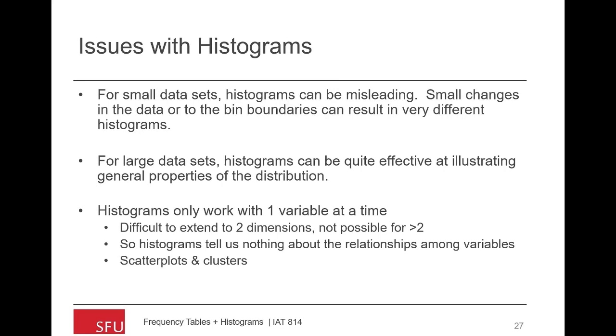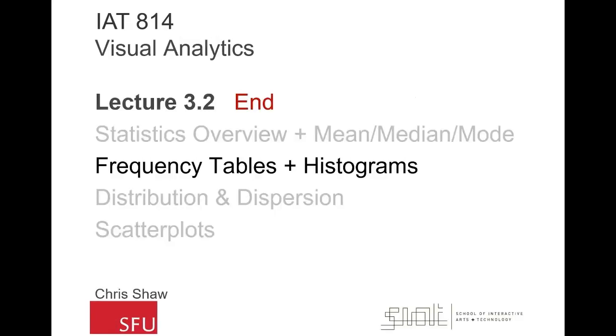So histograms tell us nothing about the relationships amongst variables. You might use a histogram in order to infer that something is going on, but it's not depicting interesting things directly, because if you have a multi-dimensional data set and you do a histogram of one of the dimensions, what might be happening is that you're getting a number of behaviors building up upon a single dimension. Typically, what you want to do for higher dimension data is to do scatter plots or clusters. Okay, so that's it for frequency tables and histograms, and that's the end of lecture 3.2.